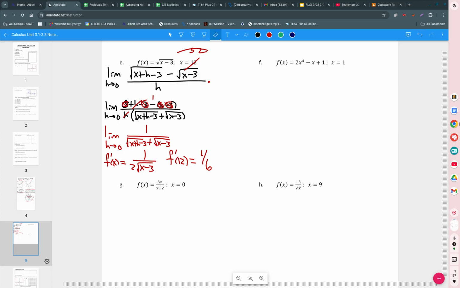Okay, I don't think we're going to get through G and H, but we will get through here. So let's set this up. This is an important aspect to help you out.